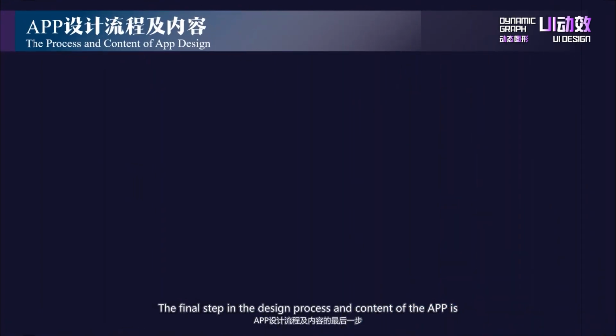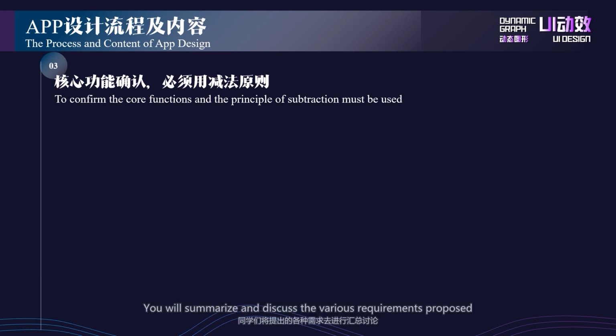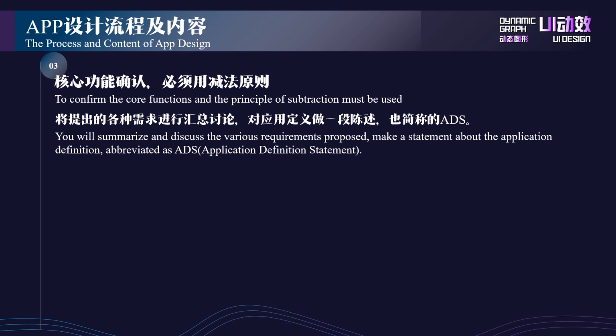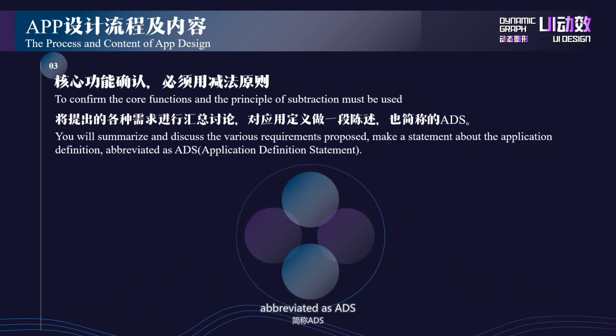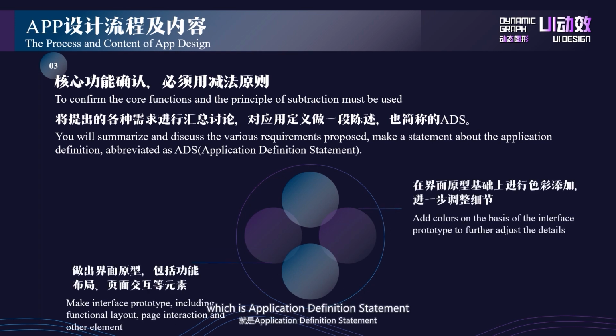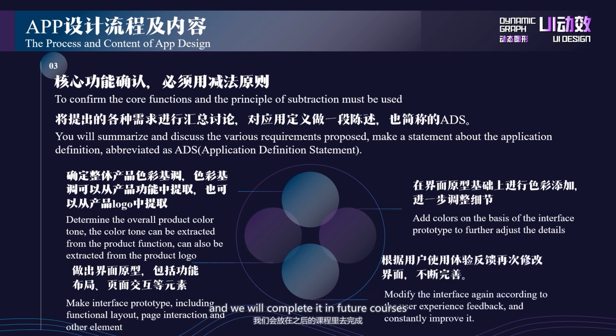The final step in the design process and content of the app is to confirm the core functions, and the principle of subtraction must be used. You will summarize and discuss the various requirements proposed. Make a statement about the application definition, abbreviated as ADS, which is Application Definition Statement. This step is not yet covered now, and we will complete it in future courses.